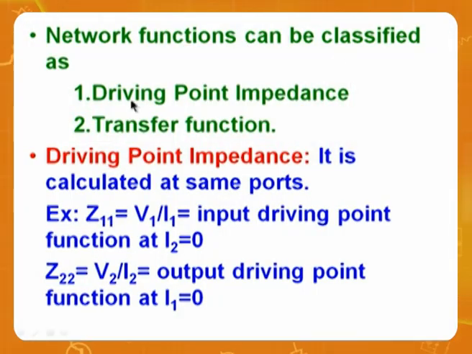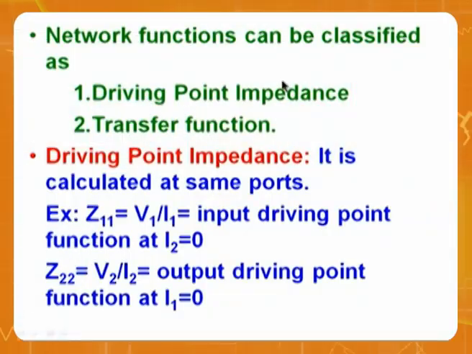Network functions can be classified as driving point impedance and transfer function. When I say driving point, it is at the same port: V1 by I1 is a driving point impedance, V2 by I2 is a driving point impedance. Then Z12, V1 by I2, and Z21, V2 by I1, are called transfer functions. Therefore, driving point impedances and transfer functions are there. Driving point impedance is calculated at the same port, as I told you. If you do it at the other port, it is called transfer, because going from one port to the other port is generally called transfer.